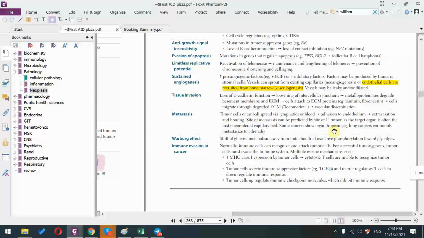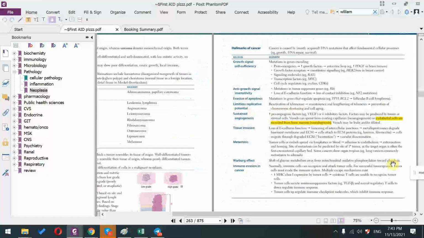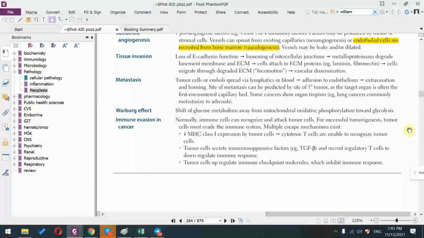So you must just know the word tropism, and there are a few cancers you will learn, and each one of these will be highly specific for that area. Okay, the next thing, the Warburg effect. It's a shift of glucose metabolism away from the mitochondrial oxidative phosphorylation towards glycolysis.